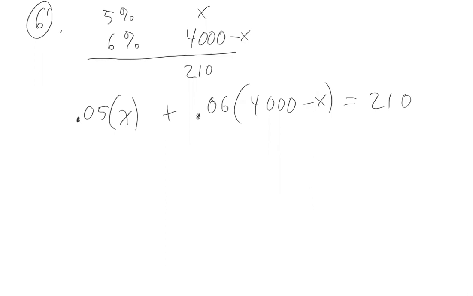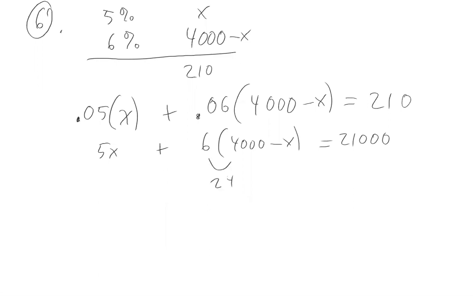So now to simplify it, I'm going to multiply everything times 100. So if I multiply by 100, then I'll get 5x plus 6 times 4,000 minus x equals 21,000. Now let me distribute the 6.